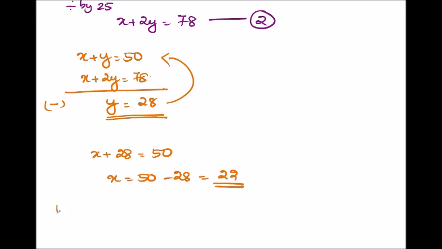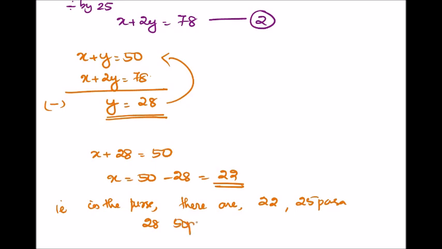So in the purse there are 22 25 paisa coins and 28 50 paisa coins. That is x is equal to 22 and y is equal to 28. This is the final answer.